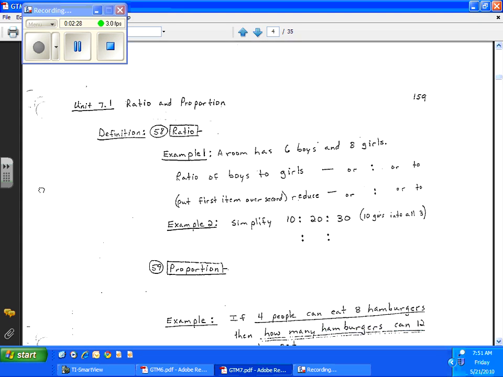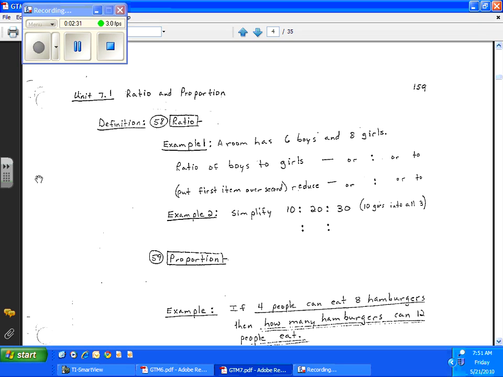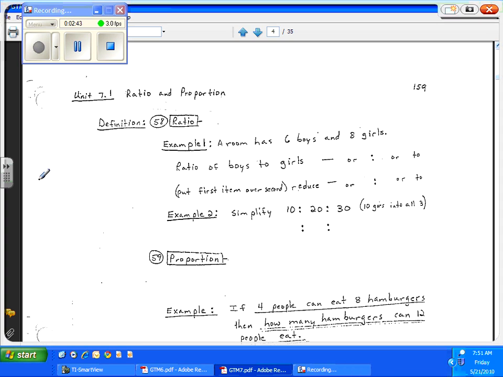Ratio is on page 51 and 52 of the Algebra 1 text, and then proportions are on page 55 and 56 of the Algebra 1 text, if you'd like to make that connection. We said that a ratio is a comparison of two items.